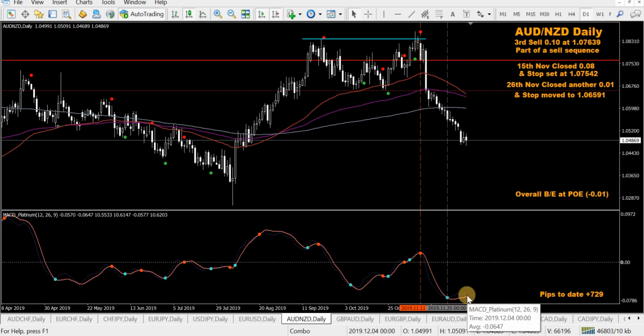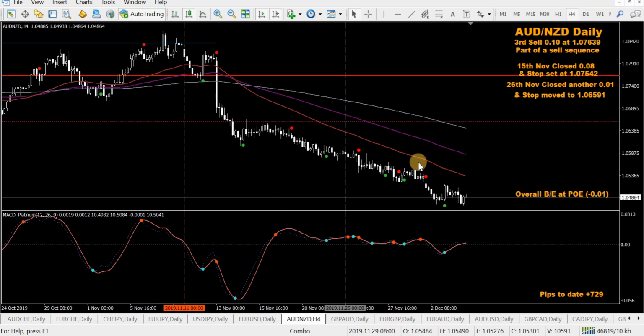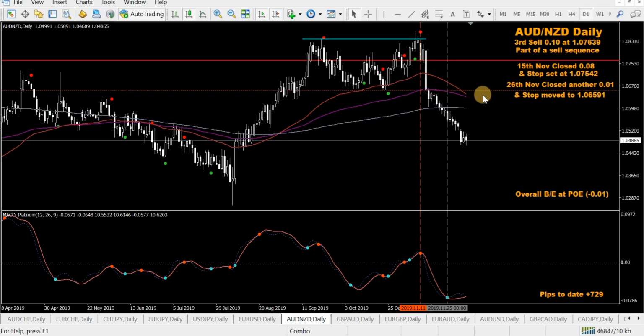My stop's here, so I'm locking in profit. The MACD Platinum looks like it's turning up, so I'm probably going to be tightening that stop up. I may just drop down to say a 4-hour chart. So here's a 4-hour chart. My stop's sort of above these highs here, so I could look at what the 4-hour is doing and drop my stop. It's been a gradual slowdown, but I could put my stop in here somewhere or something like that. But it's going down.